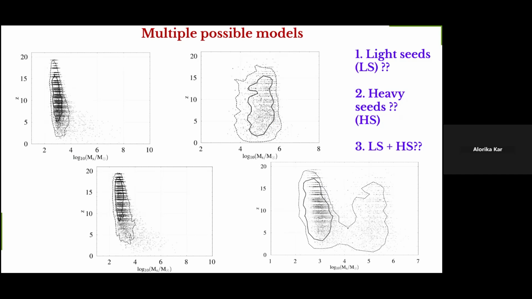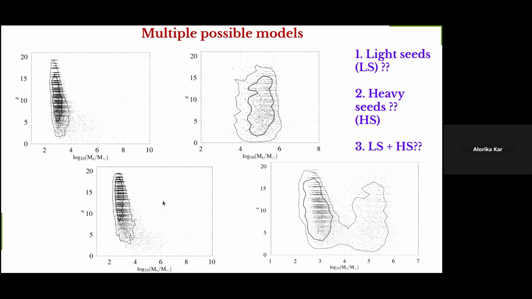So one of these is called a light seed model. Here, the seed black holes that I talked about are formed at very high redshift and have a relatively lower mass, from about 100 to 10^3 or 10^4 solar masses. They are formed at a redshift of 15 to 20, and then they eventually accreted and merged with other black holes to give rise to the supermassive black holes.